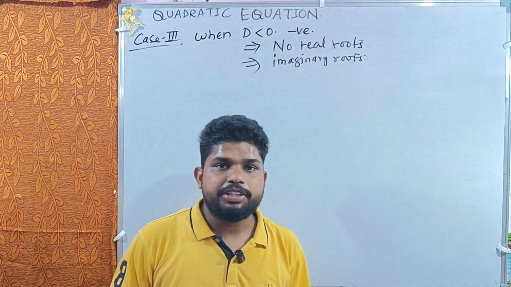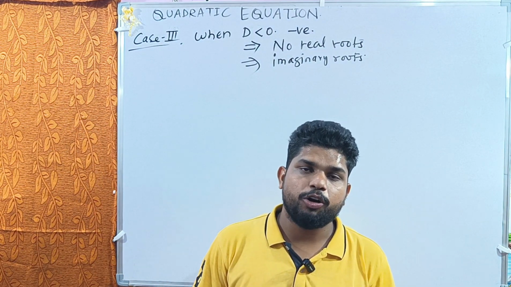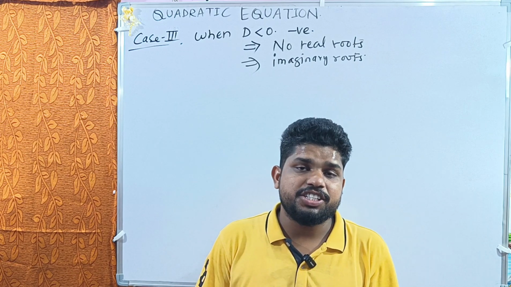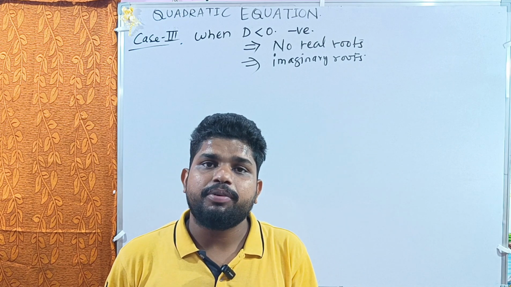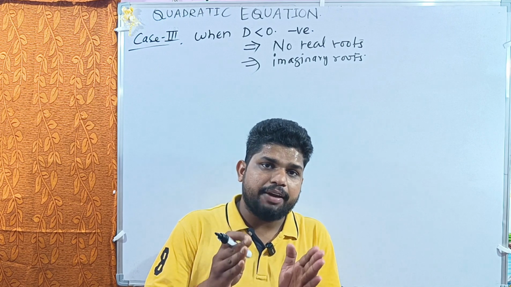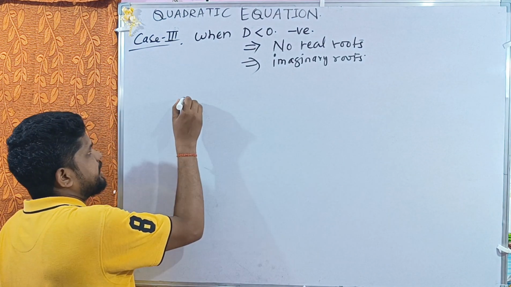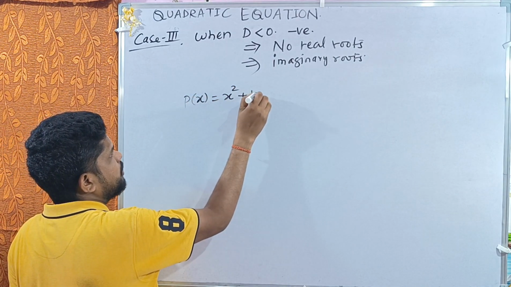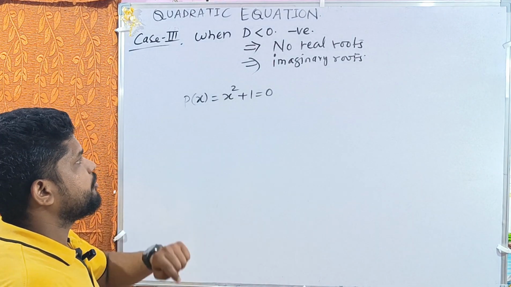Here, dear students, let me tell you, we have multiple quadratic polynomials whose solutions do not exist on the real numbers. If they do not exist on the real numbers, we have a different term for it, which is called imaginary. Suppose I take a quadratic polynomial p of x equals x square plus 1, which is equal to 0.